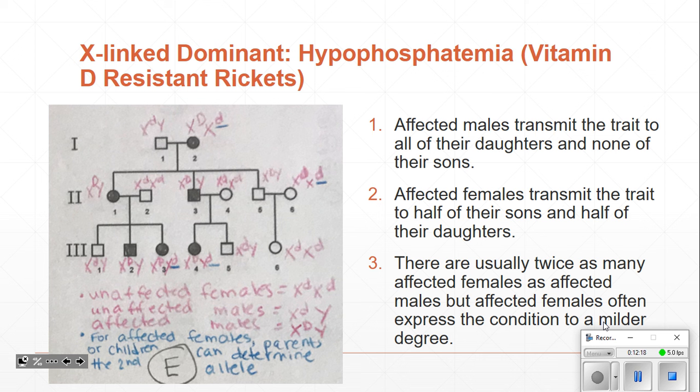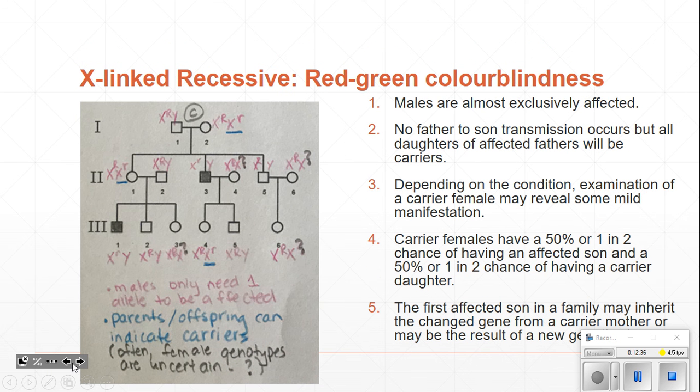Now there's just one more and then we'll have a break. Does anyone want to ask anything about either X-linked recessive or X-linked dominant patterns of inheritance? Yeah. For just a second, sure. Did you have a question or you just need to see something?